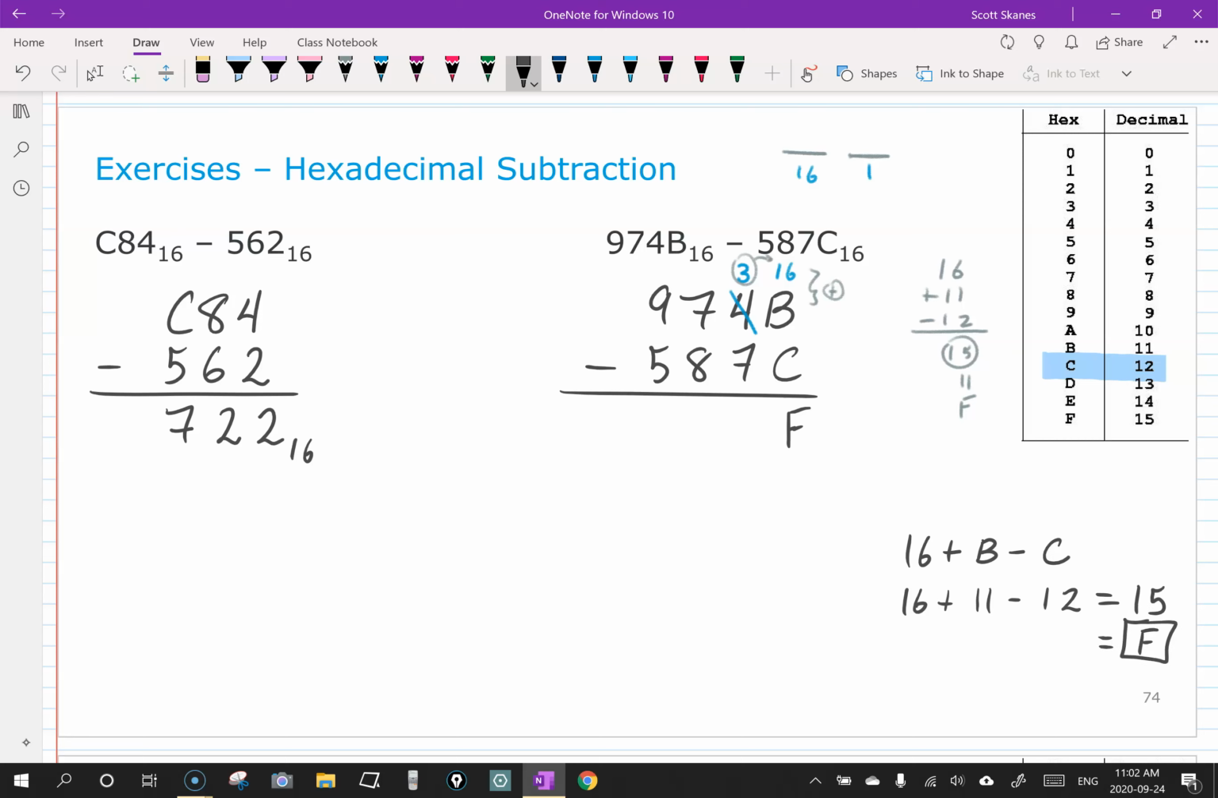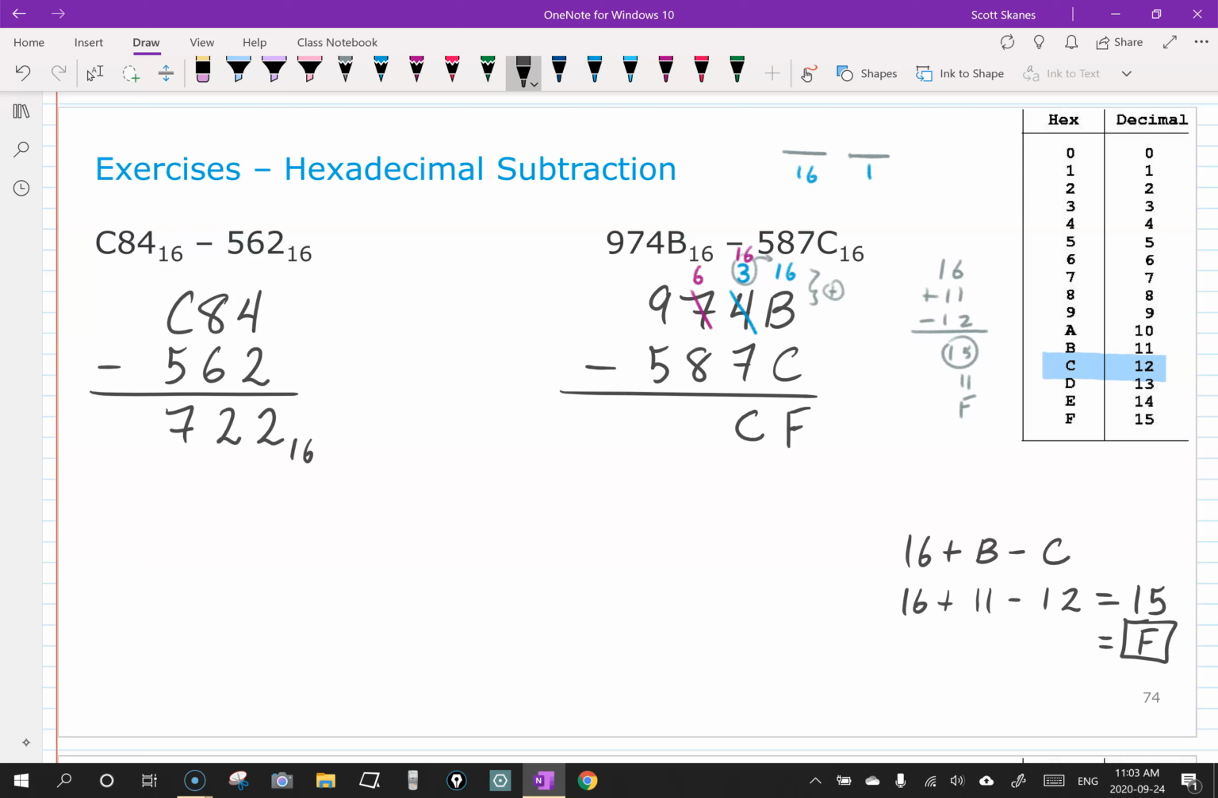So I wasn't kidding when I said this is going to be more involved. There's a lot of thinking, but once you get good at this, it becomes second nature. Let's do the next column, 3 minus 7. Can't do 3 minus 7, so we steal 1 from the next column, we borrow, we add 16. Now we're going to have 16 plus 3 minus 7. 16 plus 3 minus 7 is 12. We're not allowed to have 12. 12 is C. So we write C.